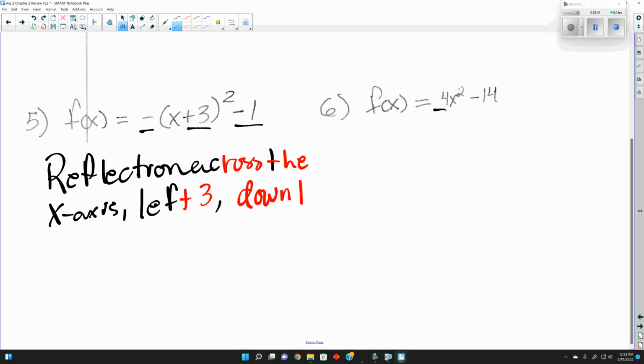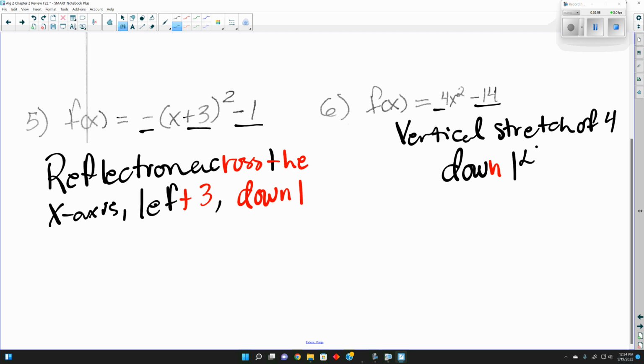So for 6, we have the 4 and -14, yes? So the 4 is a vertical stretch, with the -14 telling us that we're subtracting 14. So any questions on 1 through 6?